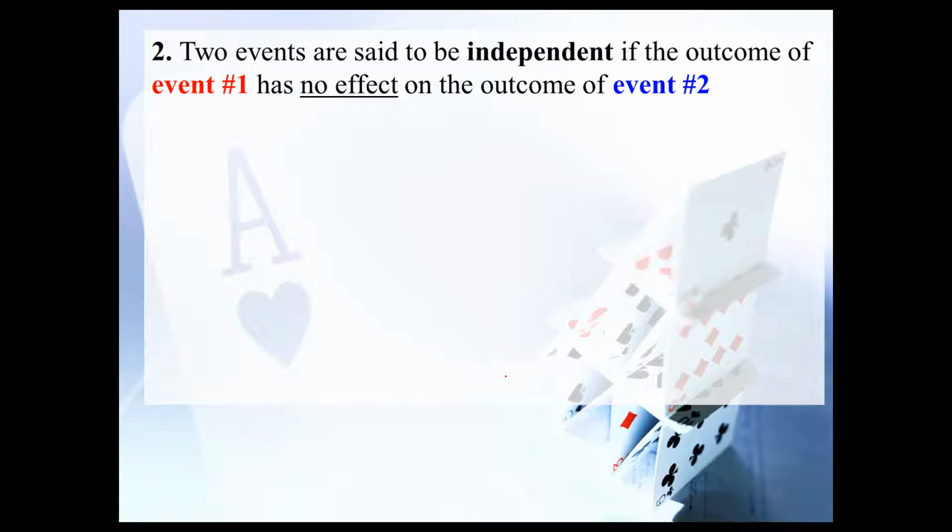A few other notes. 2 events are said to be independent if the outcome of one event, event number 1, has no effect on the outcome of another one. And this is something we're going to do. We're going to combine different events and determine the probability of an outcome on event 1 occurring and an outcome on event 2 occurring.